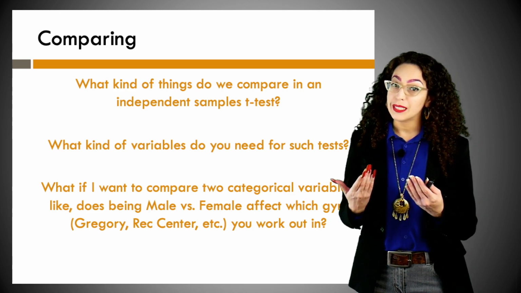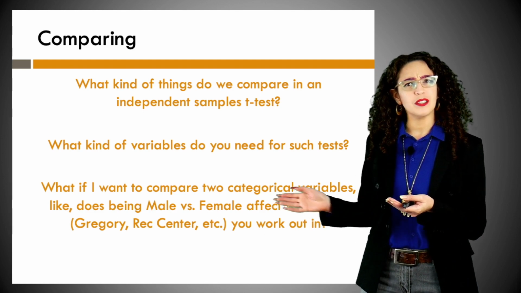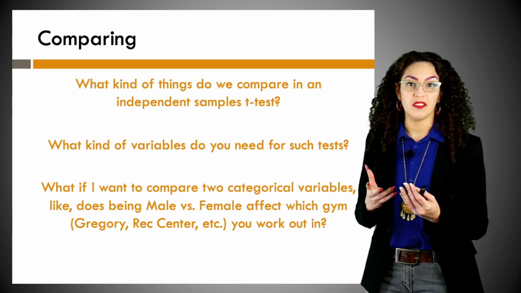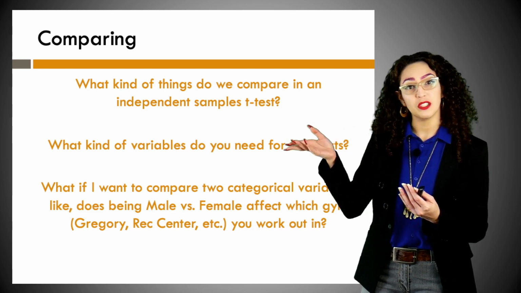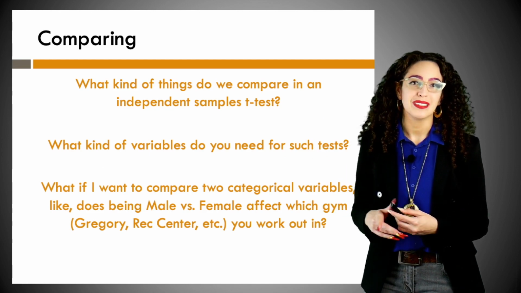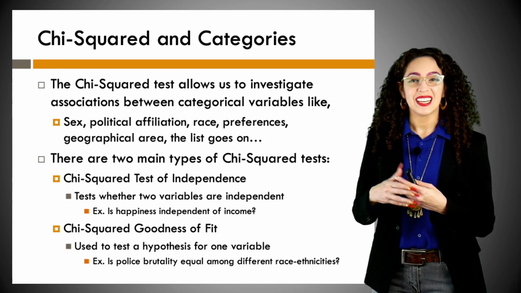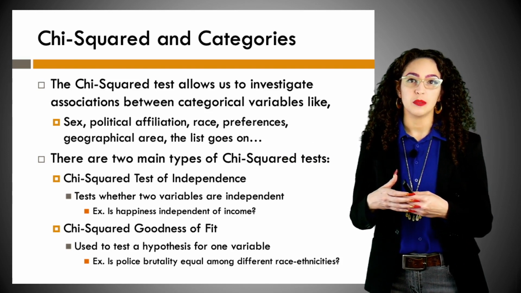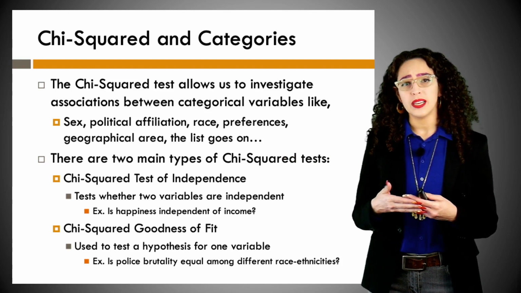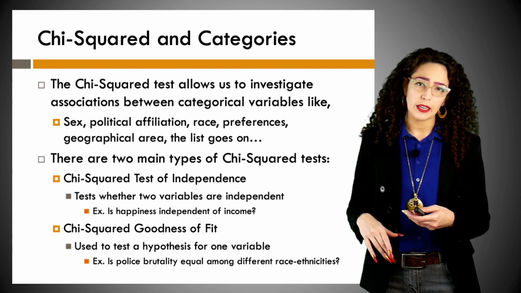We've been mostly dealing with a lot of quantitative variables, but what do we do if we want to compare two categorical variables, like does being male versus female affect which gym you go to, like Gregory versus the rec center? Not that we're going to any gyms right now. But if we were, how would you test this? Using chi-square tests. Chi-square tests allow us to investigate associations between categorical variables like sex, political affiliation, race, ethnicity, preferences, geographic area. The list just goes on and on.